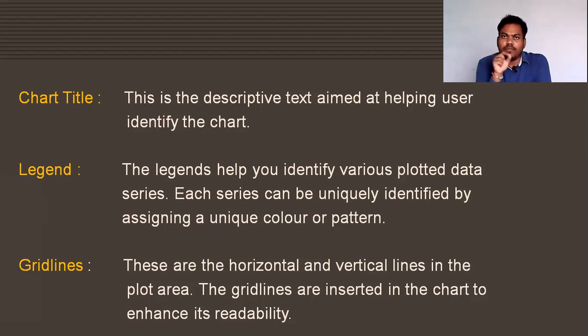So here we have grid lines, so that whatever line or bar or values you are showing, the grid lines show them exactly. It is more readable. What is the exact value of that? Grid lines are the horizontal and vertical lines in the plot area. The grid lines are inserted in the chart to enhance its readability.